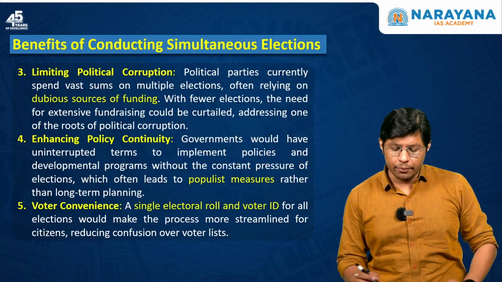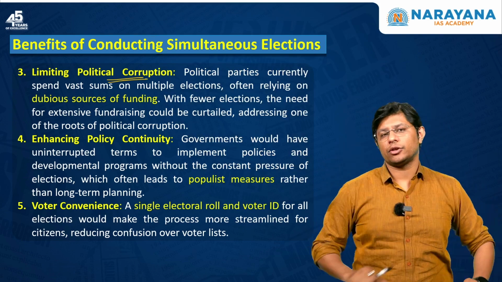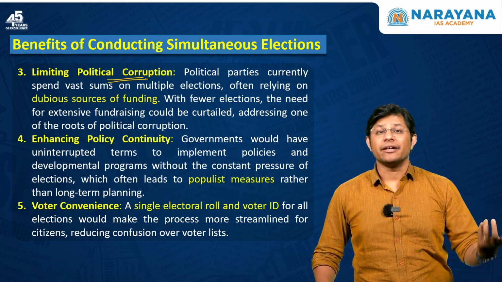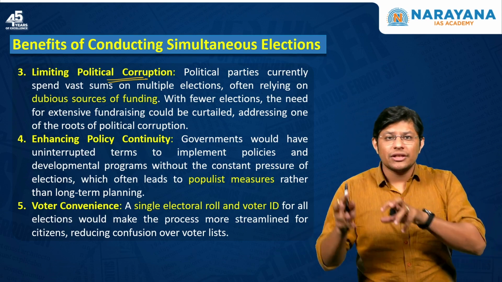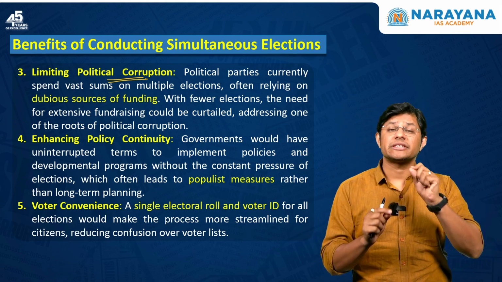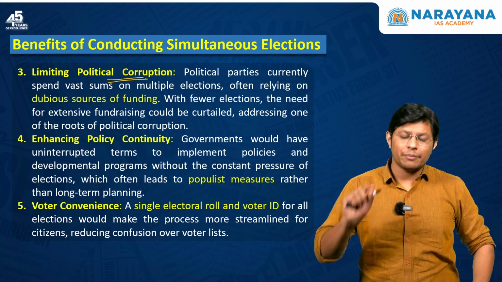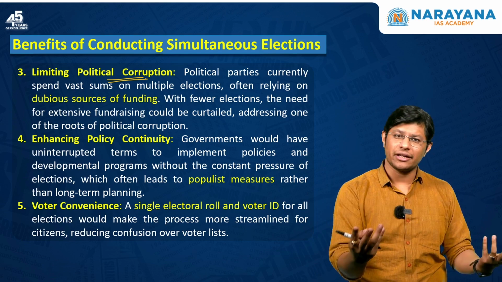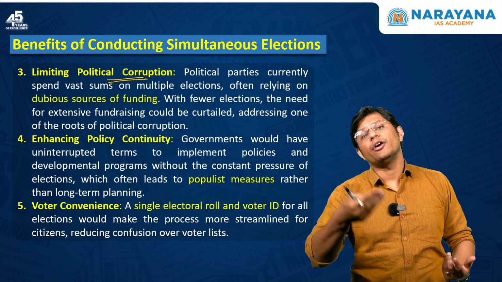The third is limiting political corruption. Now, we know that during elections, black money is pumped into the market, right? For example, the money raised through, let's say, smuggling. All this black money gets into the system during elections. And if we have simultaneous elections, which means if we reduce the frequency of elections, there is scope for reducing political corruption. So, if you have fewer elections, that means less political corruption, and we save more money for the welfare schemes.